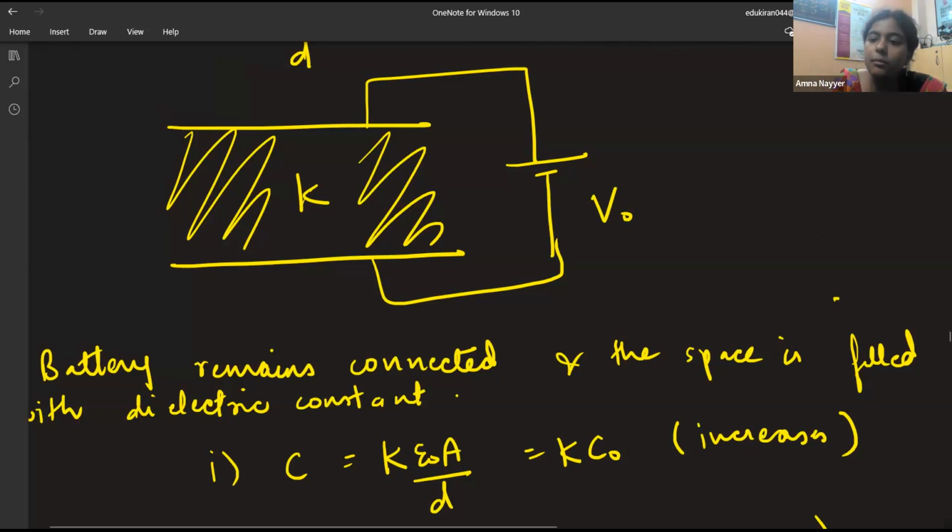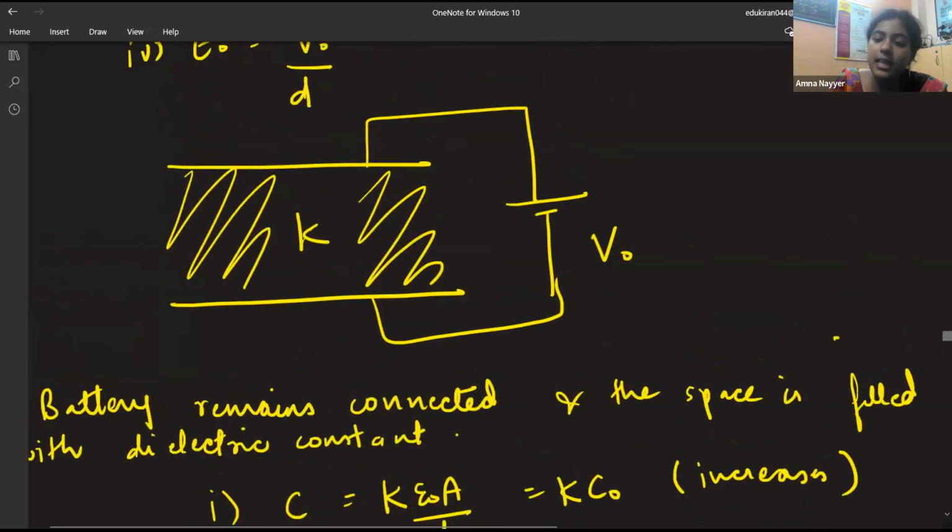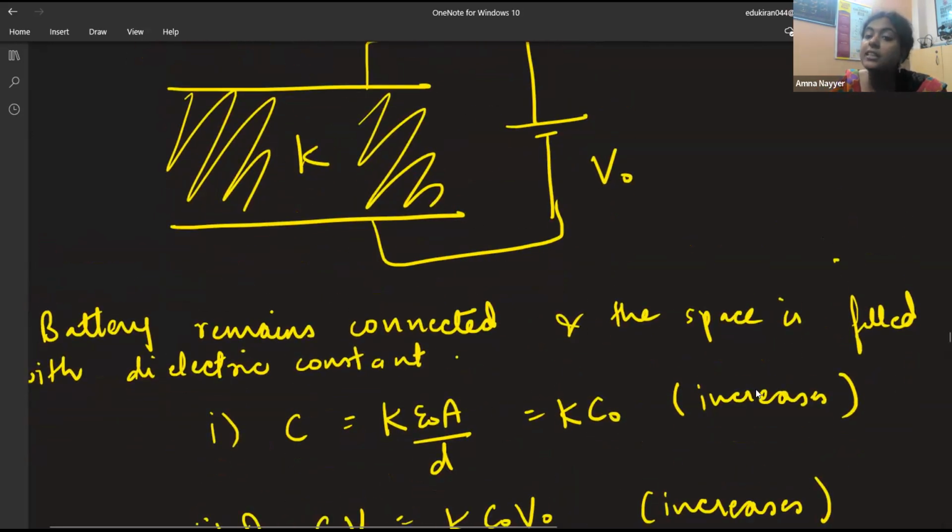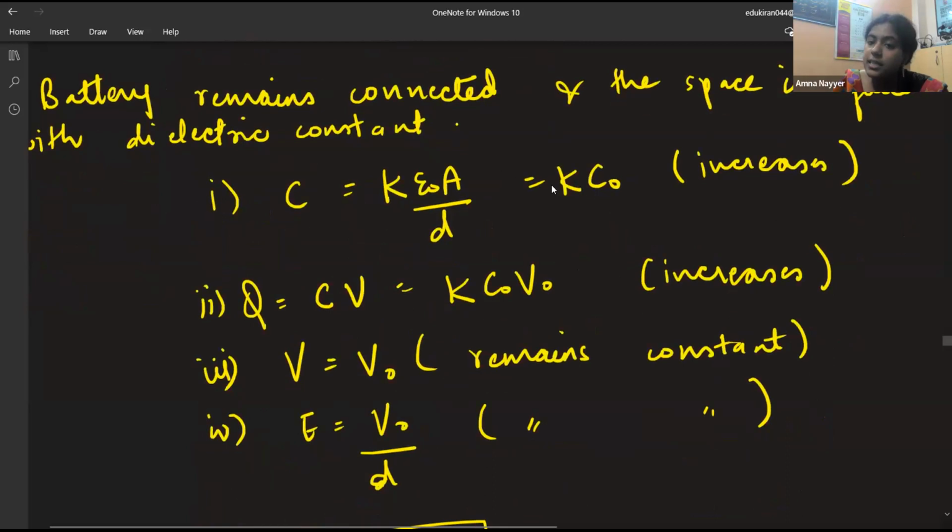So, not only should you remember the formula that capacitance is K epsilon naught A by d, as well as you should remember the fact that capacitance is increasing, because questions are like this: battery remains connected and space is filled with dielectric constant, which quantity remains the same, which quantity increases. So capacitance will increase. Remember this fact. Why? Because this becomes K C naught, so it will increase. What happens to the charge? Since capacitance is increasing and the formula involves CV, charge will also increase. This is C V naught actually. So capacitance is K times C naught, so charge will also increase.